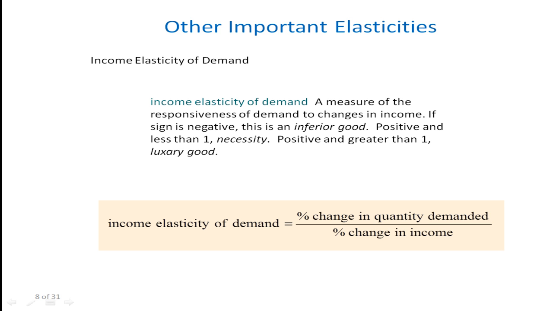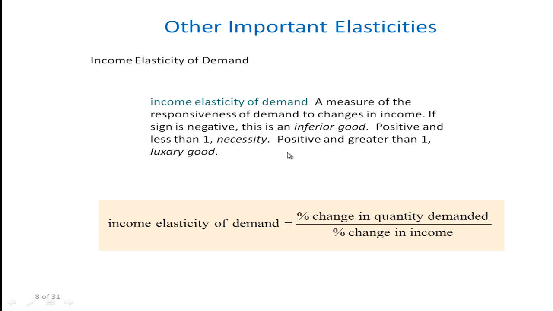A more luxurious product. Perhaps a lot of people will eat rice and beans when they're poor because it's fairly inexpensive, but as their income goes up, they buy less of that stuff because they can find better sources of protein and better sources of food to eat. If it's positive but less than 1, so if your income goes up by 10% and the quantity demanded goes up by 6%, that's a necessity. Okay, you're buying a little bit more of it, but not necessarily a lot more of it.